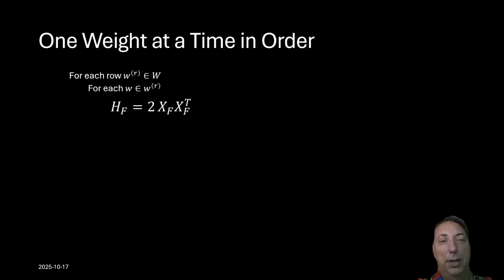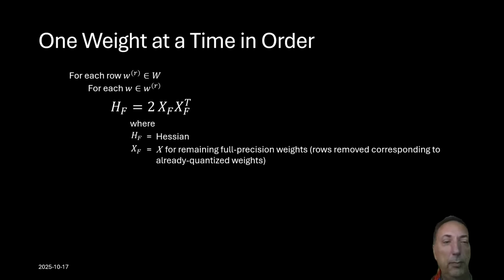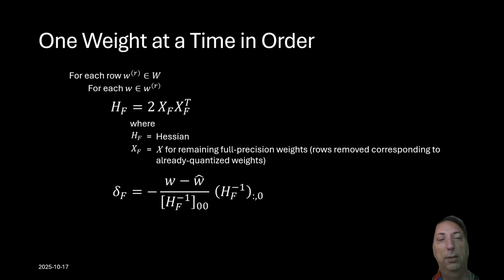The basic algorithm is that you process the weights in order. You take a row of weights and you process them from left to right. To do that, we calculate this thing called the Hessian, 2x times x transpose. And that Hessian is actually an approximation. The true Hessian involves second derivatives. We're using an approximation.